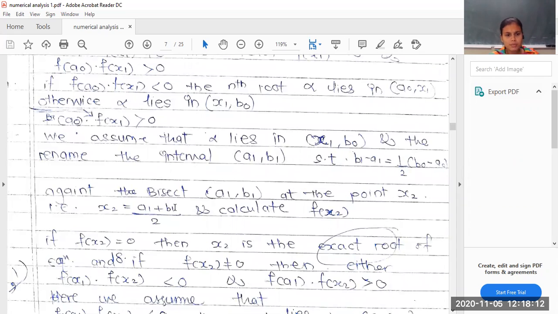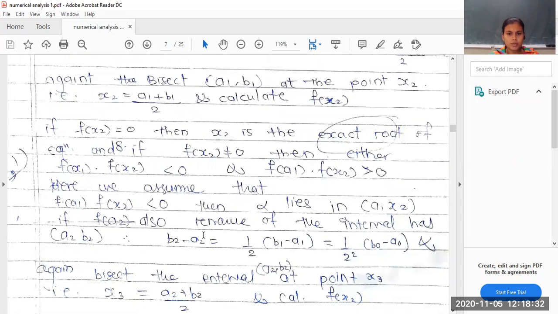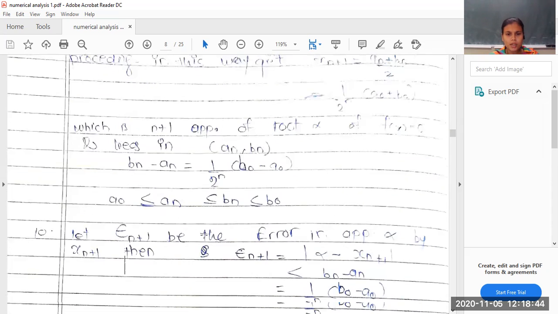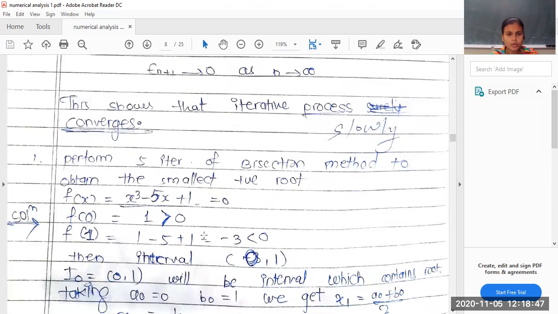Now in a very similar way to the first procedure, secondly we have to do the same thing. Again we rename the interval as a1 b1, then find the bisection, that is x2 equals a1 plus b1 divided by 2, and then find f of x2. If it is equal to 0, x2 is a root. If it is not equal to 0, then f of x2 is either greater than 0 or less than 0. Again we follow the same procedure. Okay, I have shown you this.